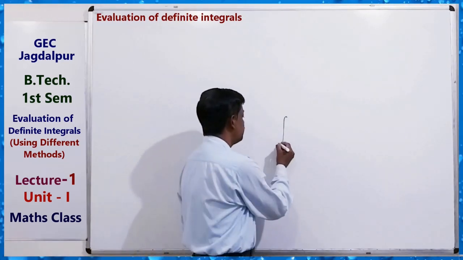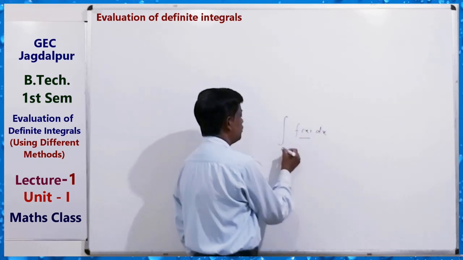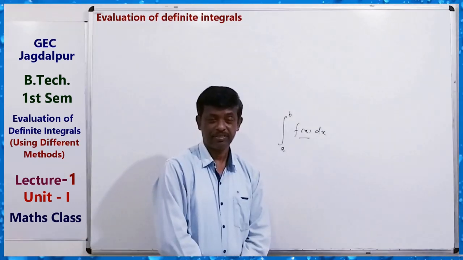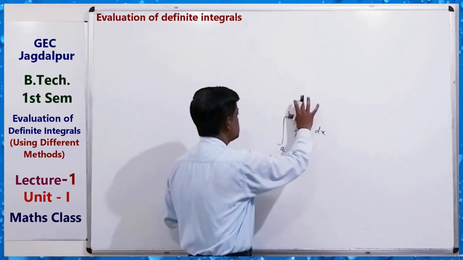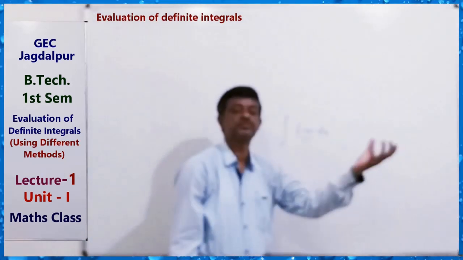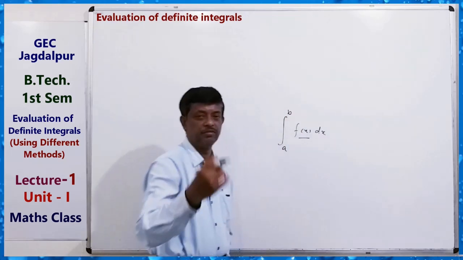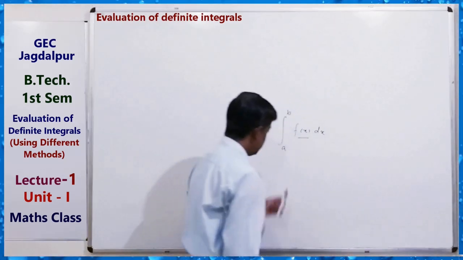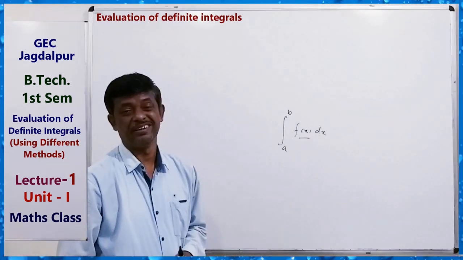We know the definite integral looks like this: integral of f(x) dx, where f(x) is the integrand and we give limits. This is the lower limit, this is the upper limit. Its value is a definite value. If we omit the limits, then this is an indefinite integral. By solving this, we get a value in terms of x. When we apply the limits, its value is a definite value. So how can we find this definite value, that is, evaluate this integral?